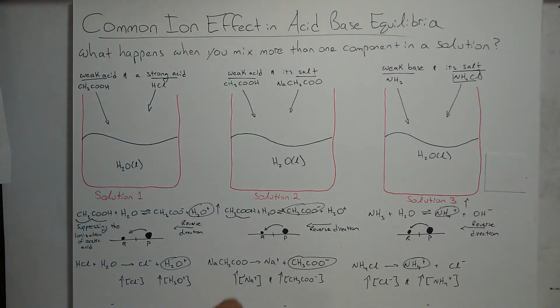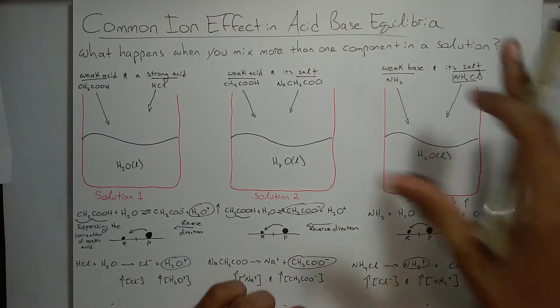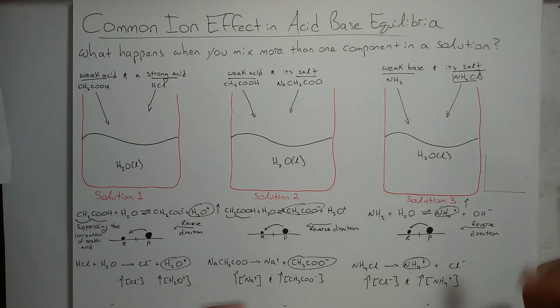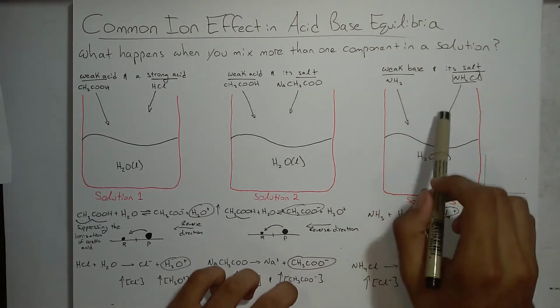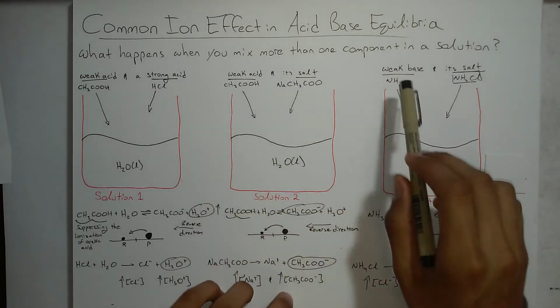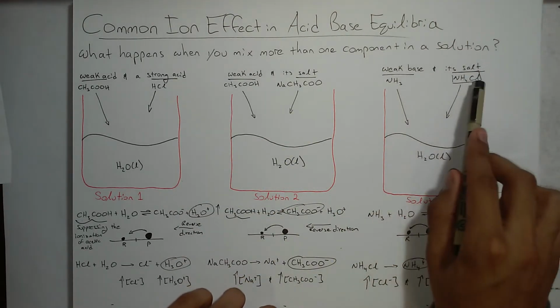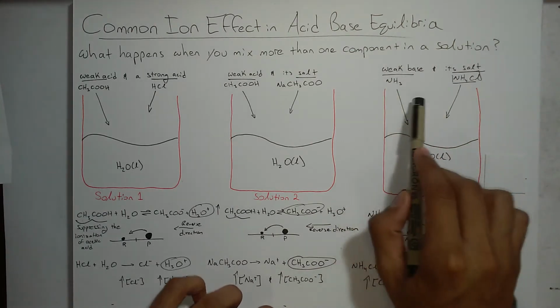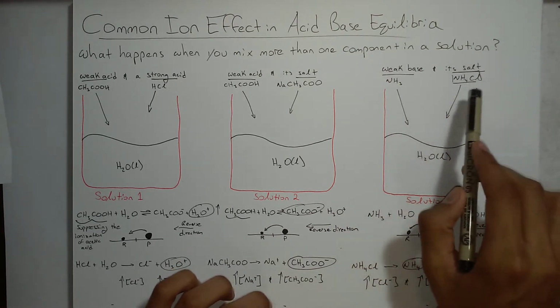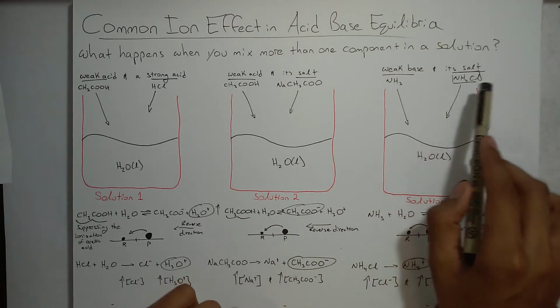Alright, hey everyone, so let's do solution number 3. Now, I kind of already drew it out for you guys, so let me just explain what's going on here. In this solution, again, just as in the previous examples, we're going to mix two different things. We're going to mix, in this case, a weak base and its salt. As a weak base, I chose ammonia, NH3. As its salt, I chose NH4Cl, ammonium chloride.